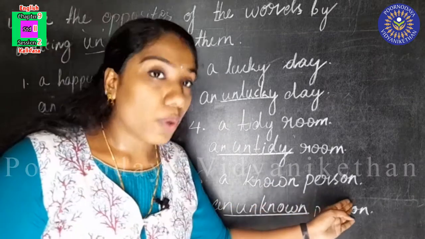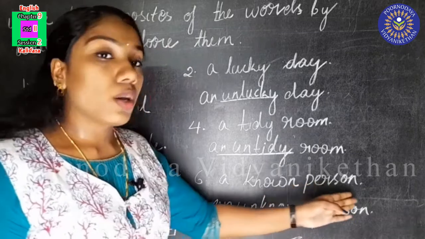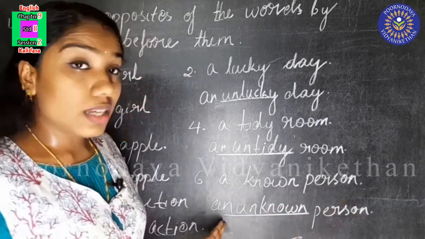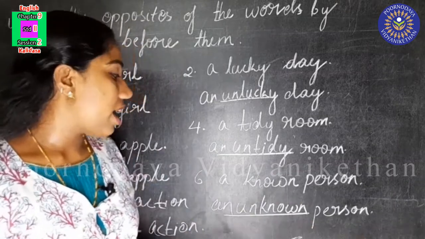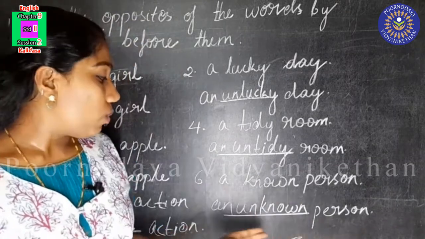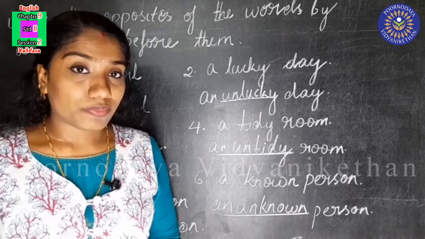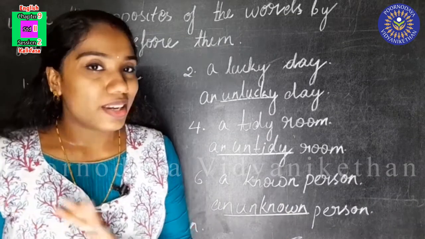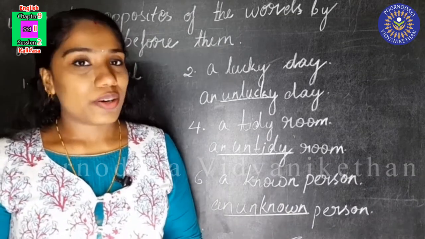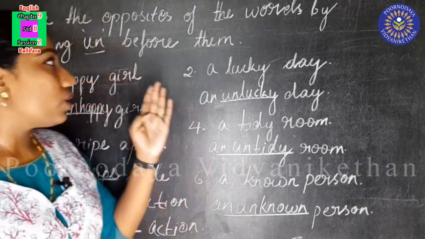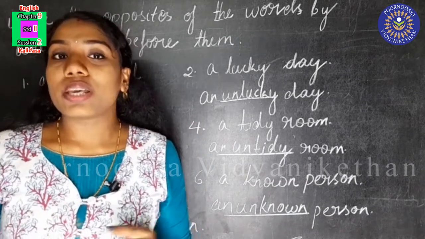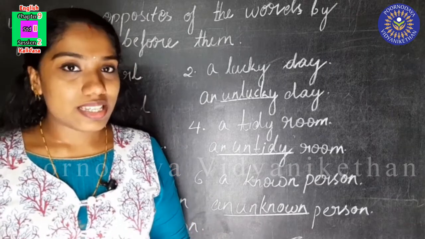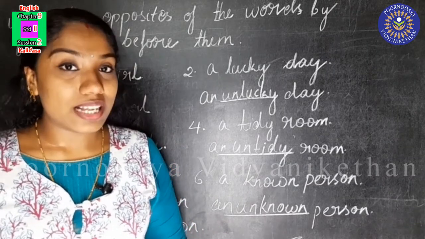A known person. And what is the opposite? An unknown person. What is the meaning of unknown? Unknown means not known. Did you understand children? So we learned how to make opposites using UN. Did you understand children? Now can you do it yourselves?